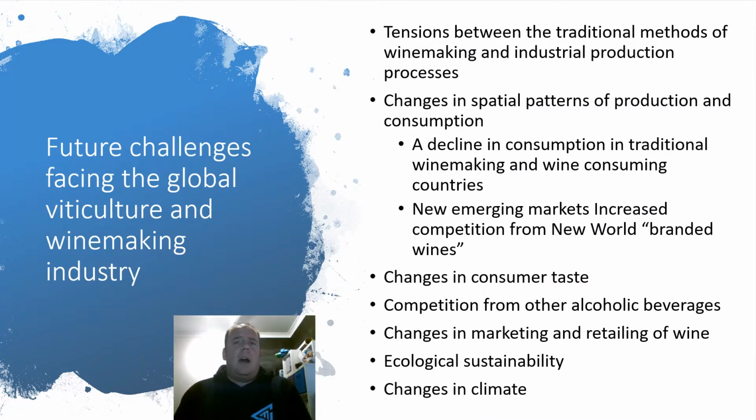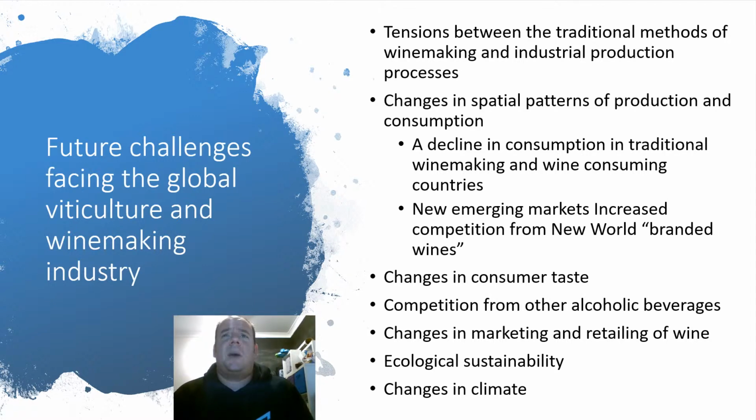Okay, so here's a list of some of them, not all of them, and I'll explain this in a little bit more detail. As we talked about last lesson, one of the major challenges is that tension between traditional methods of winemaking and industrial production processes, and we'll look at that in a bit more detail, but those tensions really will affect the wine industry significantly.